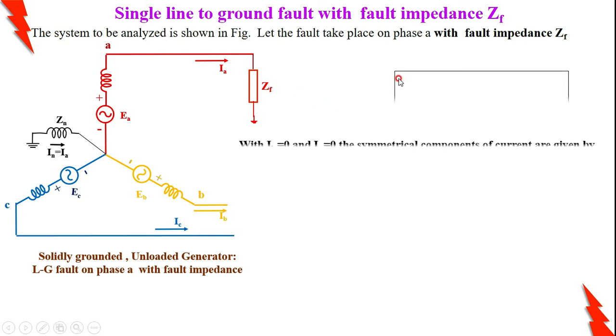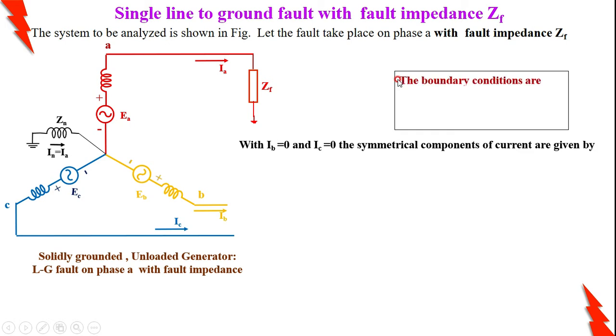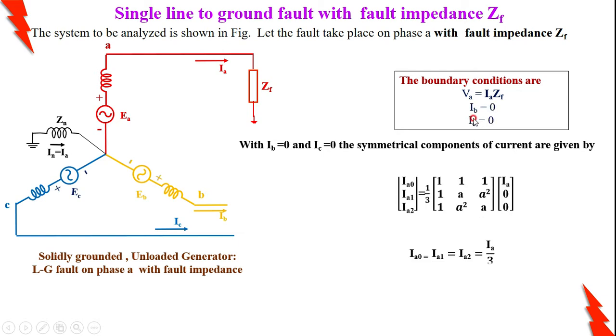That I am putting as the boundary conditions here. That is, the boundary conditions are VA is equal to IA into ZF, and IB is equal to 0, and IC is also equal to 0. That is, both IB and IC are 0.